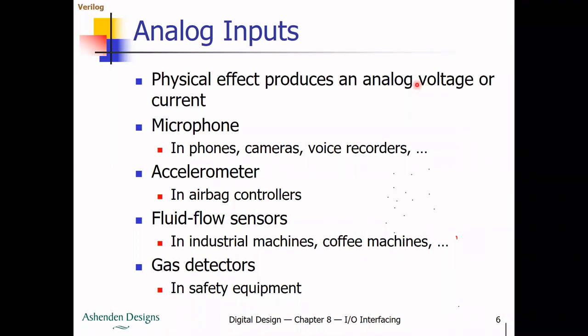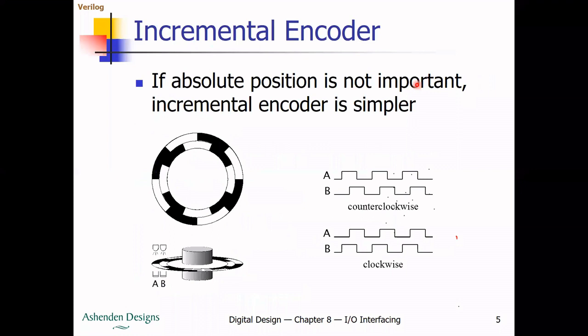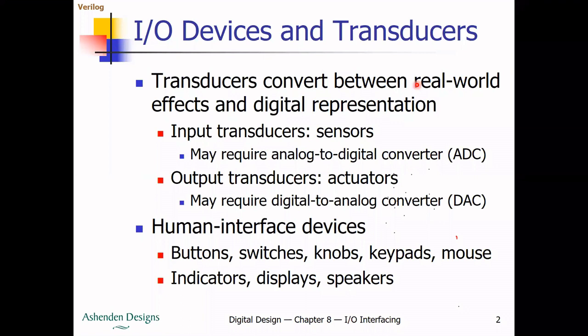So let me recap. Today we have discussed input-output devices. In the input-output devices, we came across what is an IO device and what is a transducer. Transducers convert between real world effects and the digital representation. Under transducer, we have two types: one is the input transducer, another is the output transducer. In input transducers, you have sensors. In output transducers, you have actuators.